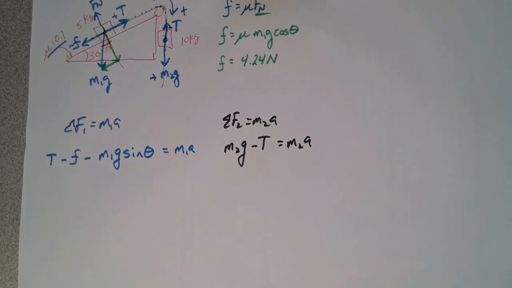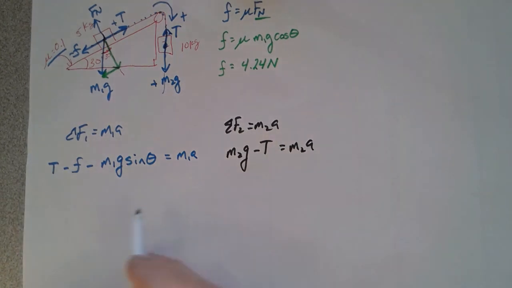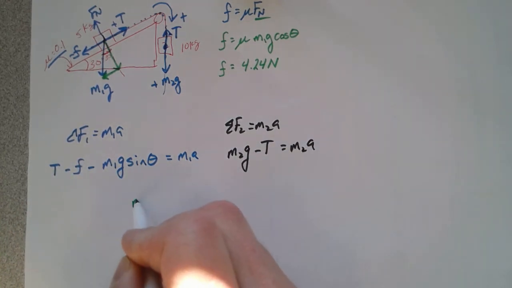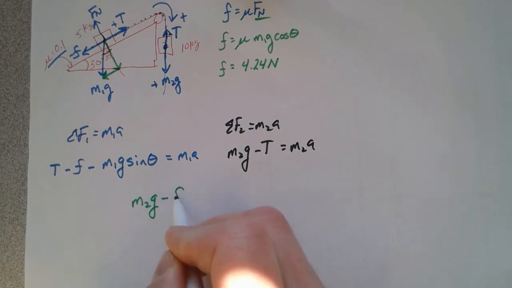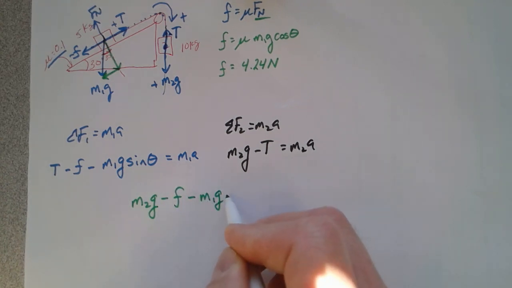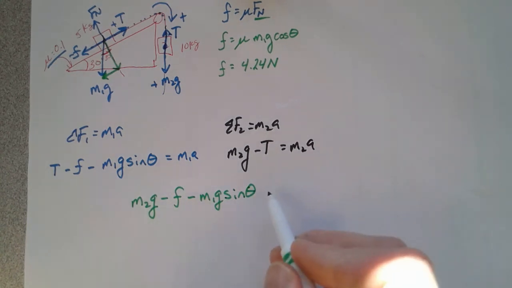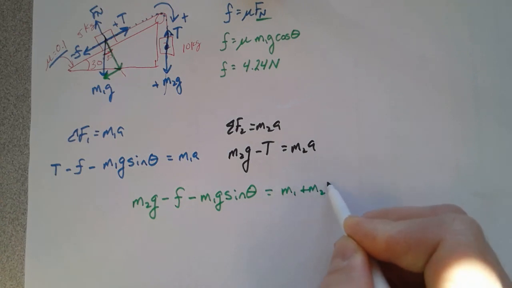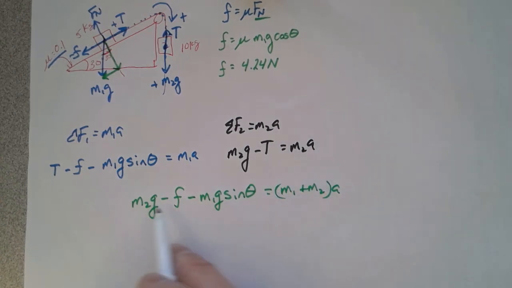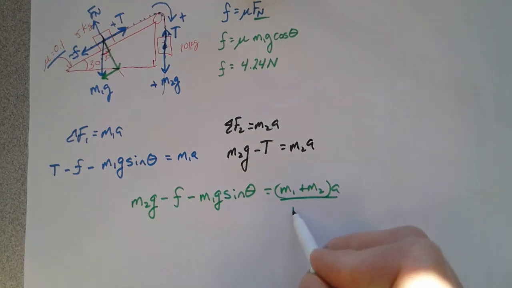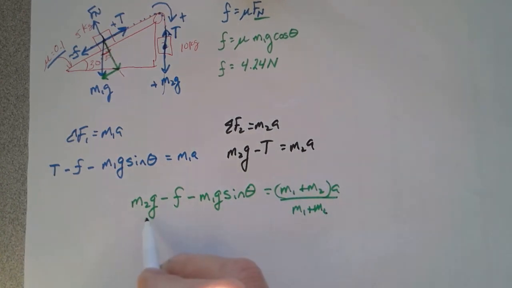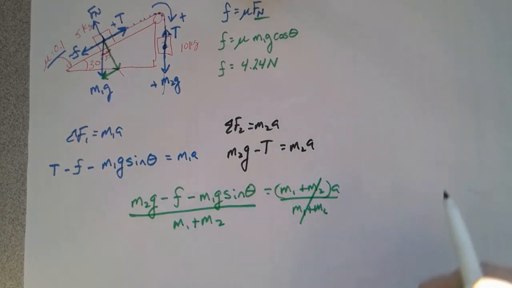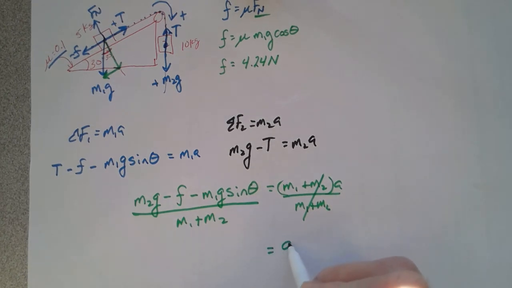All right, now we have to add the equations together, and we add the left sides to the left sides. What that does is cancel out those tension forces, so we're left with everything else. We have m2g minus the frictional force minus m1g sine of theta. That's what the left side is, and then we add the two right-hand sides. Factor out the a since it is the same value. Our goal here is to solve for a. That's kind of a standard format of these equations. So we divide both sides by the total mass, and we get our acceleration.